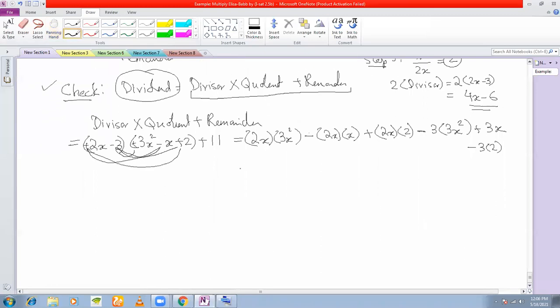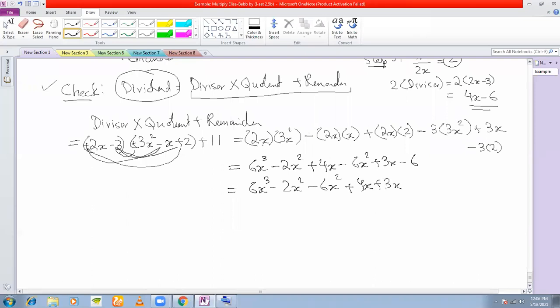Okay, let's check now. So here we are getting 6x cube minus 2x square plus 4x minus 6x square plus 3x minus 6. Take the like terms together. 6x cube minus 2x square minus 6x square, and you have a plus 4x plus 3x. Have I missed out anything?